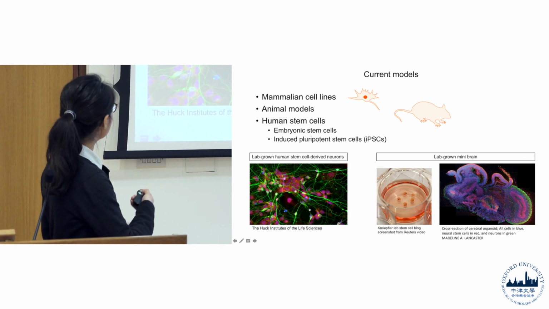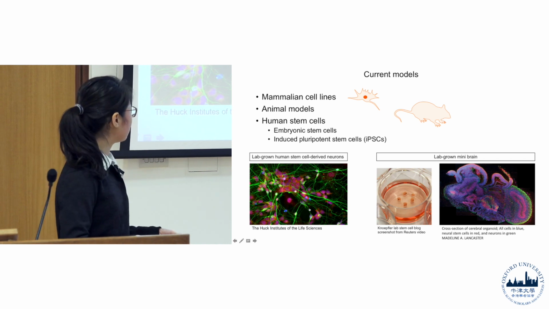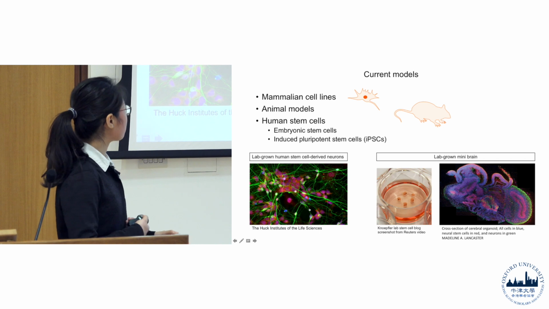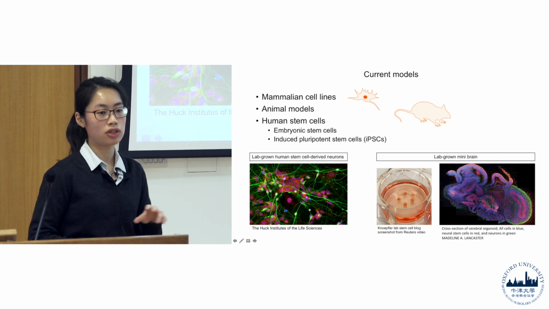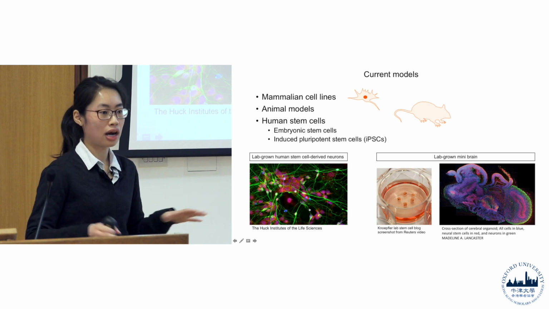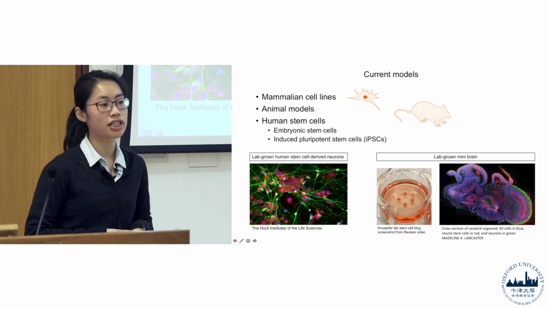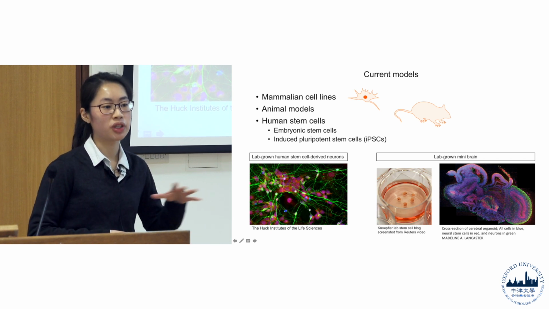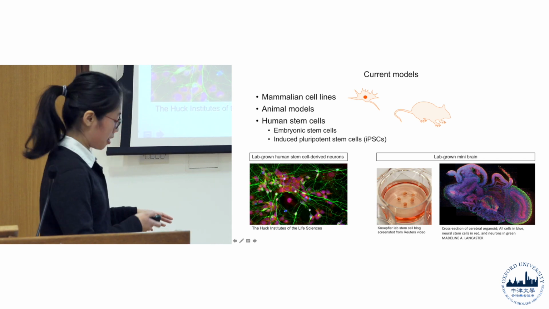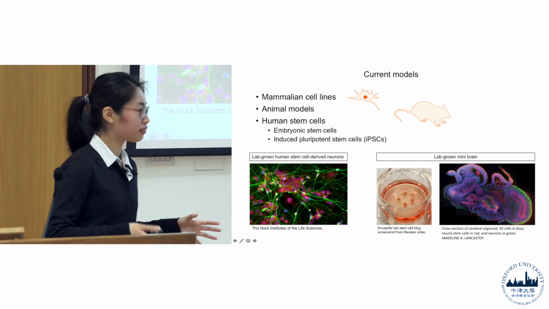And one way is to make them into monolayer. The advantage of this is that you can monitor individual neurons, how they look, how they develop, but then you can't really study how they communicate with each other. And also you can't look at the overall structure of the brain.